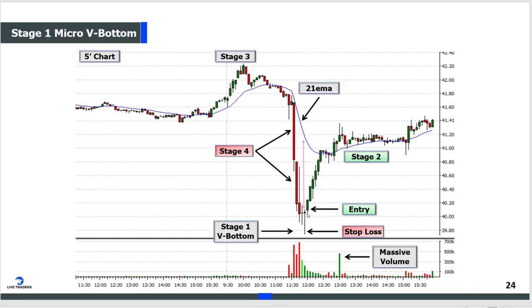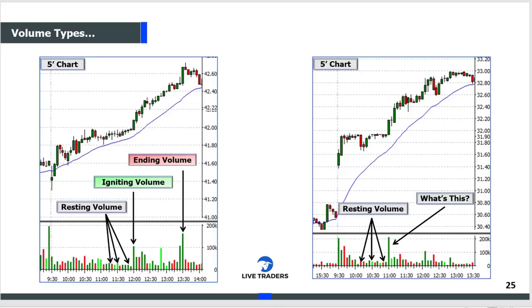Okay? Then you get a little bit of igniting volume, and then right here you get more ending volume. Massive volume after a huge move up is ending volume. Massive volume after a huge move down is ending volume. Okay? Let's take a look at it contextually. Okay? So we have the three types: ending, igniting, and resting.